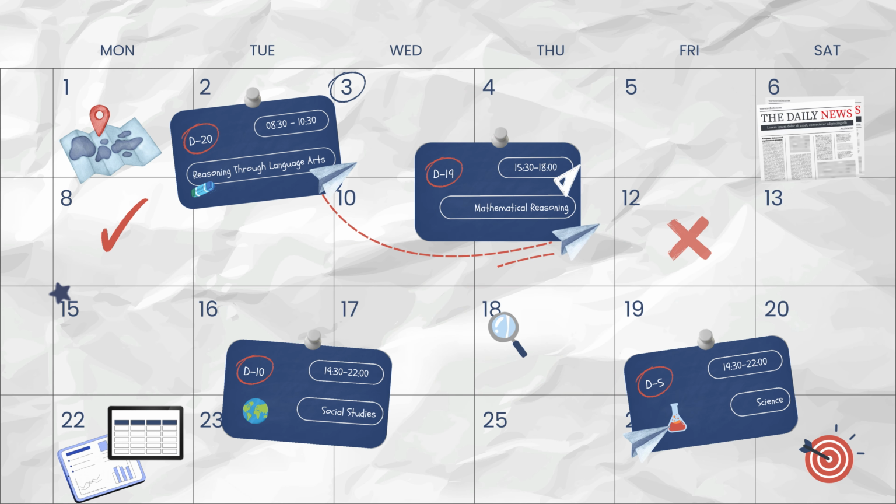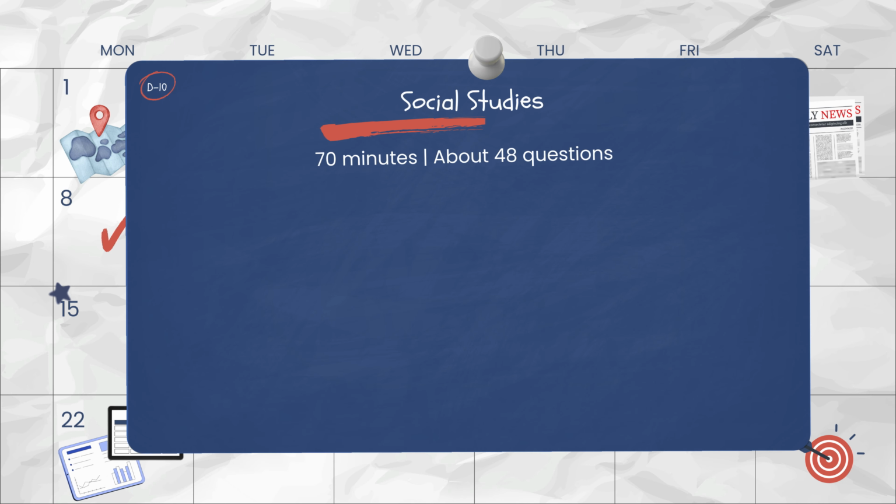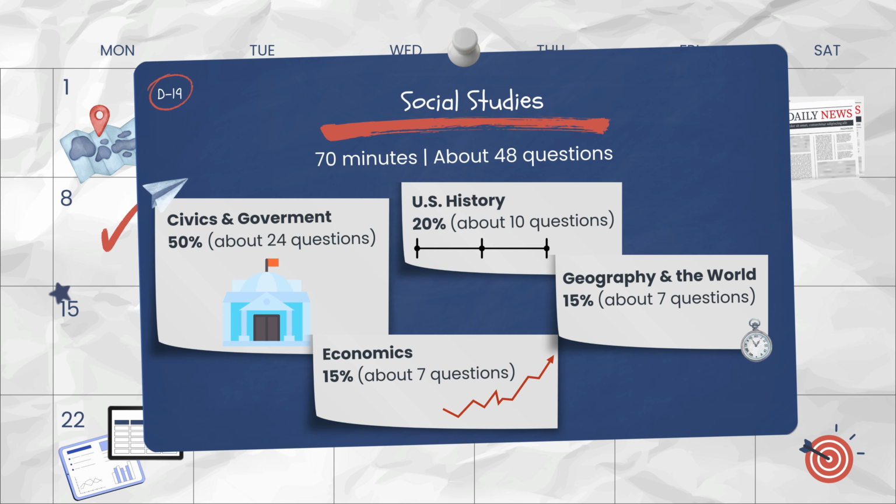Let's turn to the next part of the GED, social studies. This section is 70 minutes long with about 48 questions. It's not about memorizing dates or random facts. It's about using information to think critically, just like you do when reading the news or making sense of an issue in everyday life. The test is divided into 4 main areas: civics and government, which makes up about half the test.